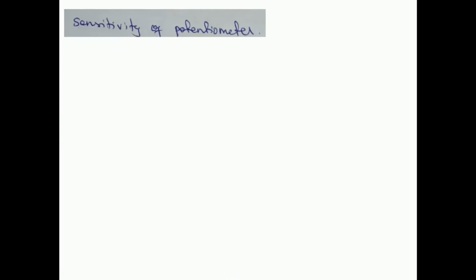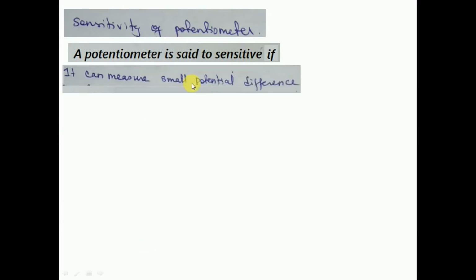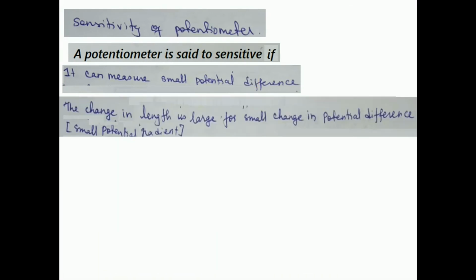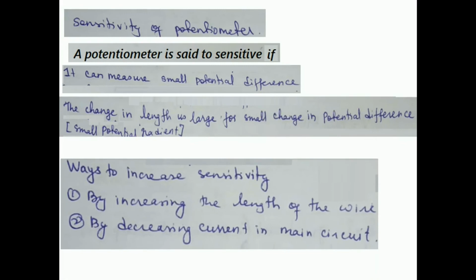Now let's talk about the sensitivity of the potentiometer. The potentiometer is sensitive if it can measure small potential differences, and if the change in length is large for a small change in potential difference. Suppose right now, for 1.1 volt, the jockey is out here. If you make it 1.2 volt, it should show a large deflection, meaning the point should come somewhere out here. So it should show a large change in length for a small change in potential, so that it can measure small potential differences also. The ways to increase the sensitivity are, we can increase the length of the wire, or we can decrease the current through the potentiometer using the rheostat.